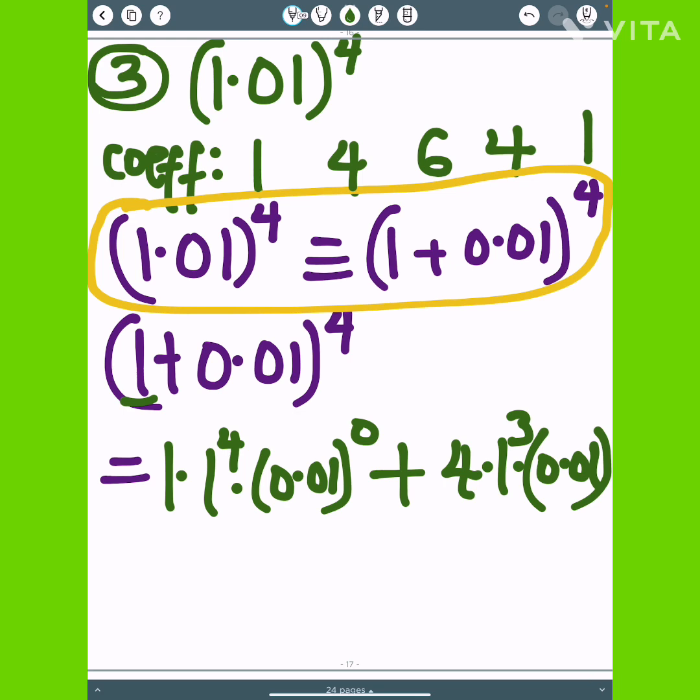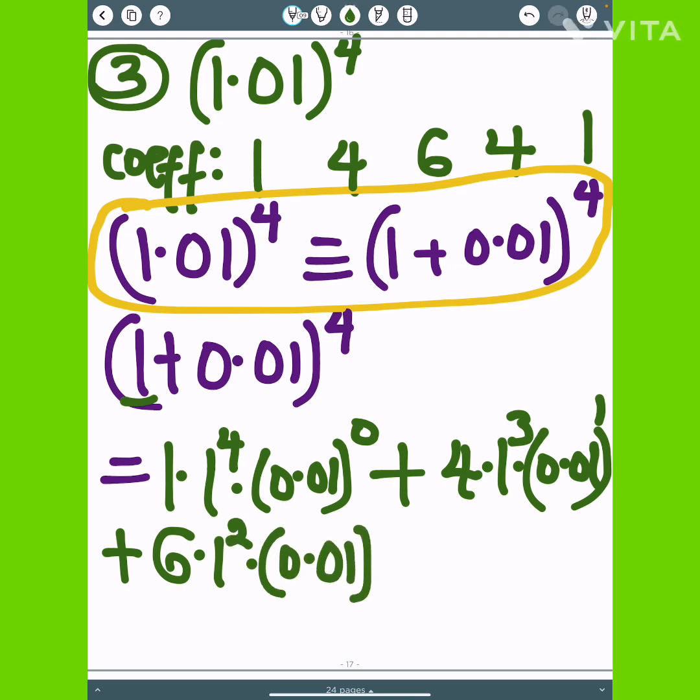Raised to power 1. So as usual, I'm going to start the power of 1 from 4 and start the power of 0.01 from what? From 0. I'll be decreasing the power of 1 from 4 to 3, and increasing the power of 0.01 from 0 to 1 to 2 and so on. So the third term in my expansion is, I'll take the third coefficient, 6, write it down, then 1, raise it to power 2, then take 0.01, raise it to power what?